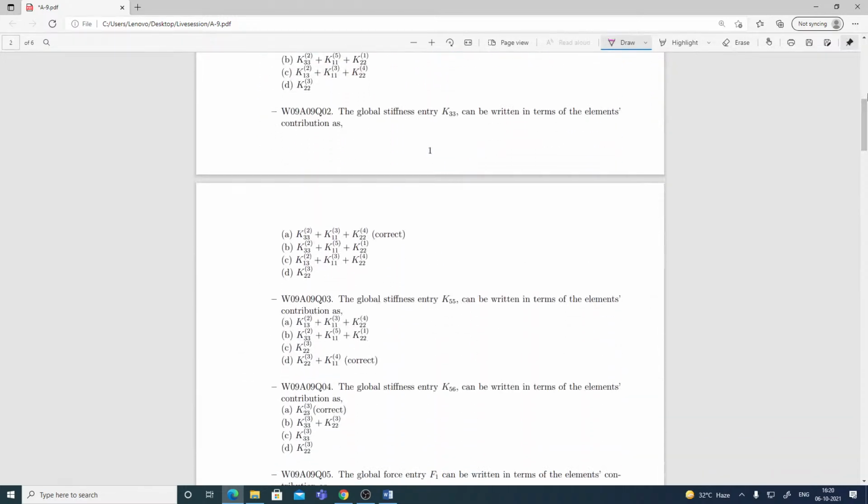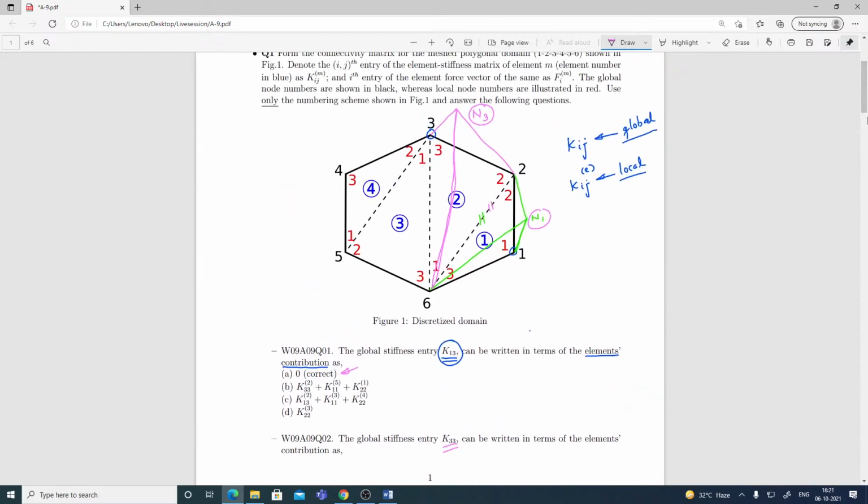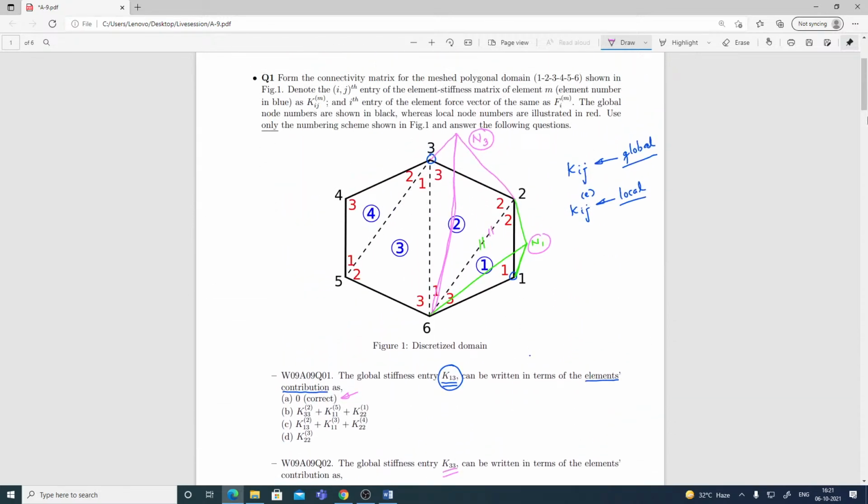If I go to the next, K33, this is the global entry that has been asked for. As you can see, for K33 the shape function N3 is non-zero in 3 elements: element 2, element 3 and element 4, but it has different names. N3 is shape function 3 in element 2, but shape function 1 in element 3 and shape function 2 in element 4. So it has different names.